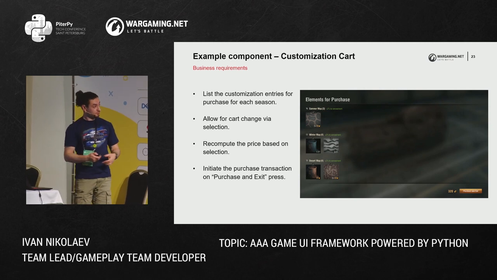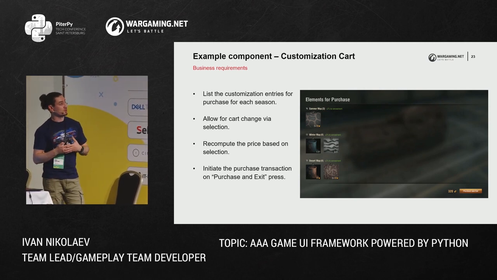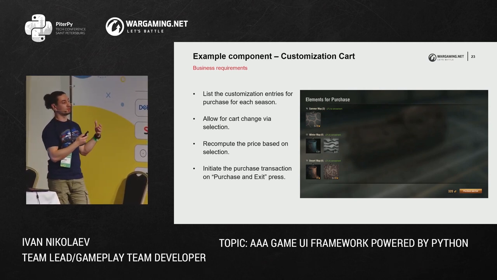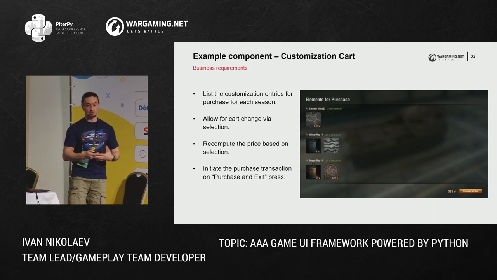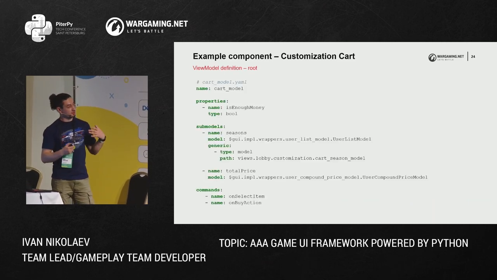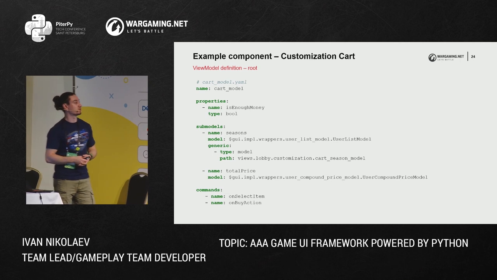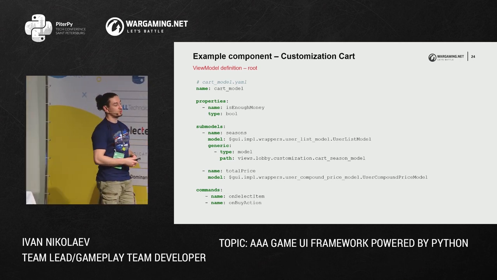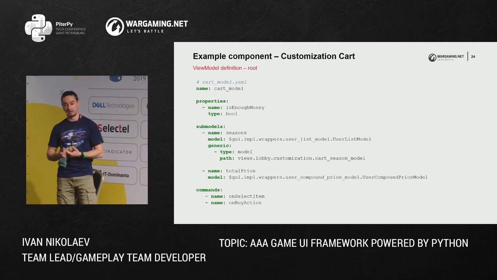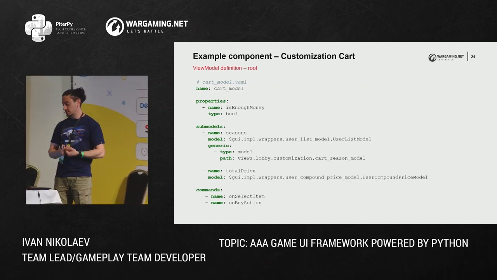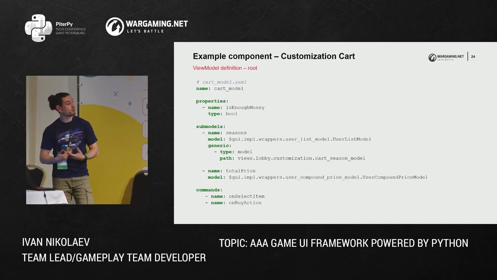How does it look in the development process? The first thing in the new model you are going to do is define the view model. Actually, we're going to do that in YAML. Why YAML? Because we don't want to write boilerplate code by hand. We want to automate this as much as possible.